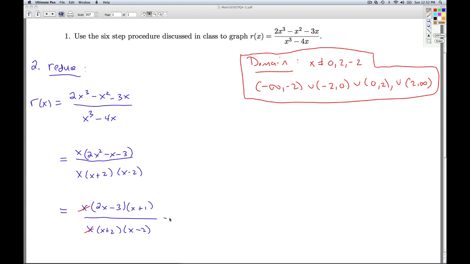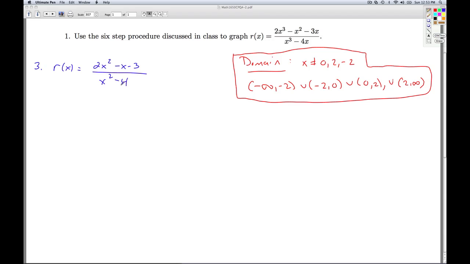So the reduced form of my function is going to be this over this. So then I'll go ahead and multiply that back out. 2x squared minus x minus 3 over x squared minus 4. So this is the reduced form of my function. And so this is the form that I'll use through the rest of the analysis. Alright, here's the reduced formula for our function.